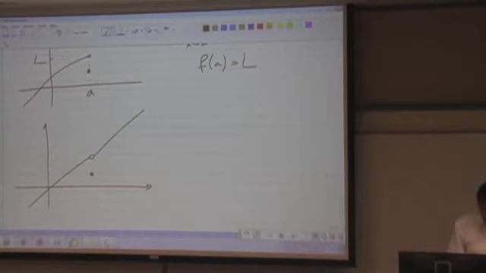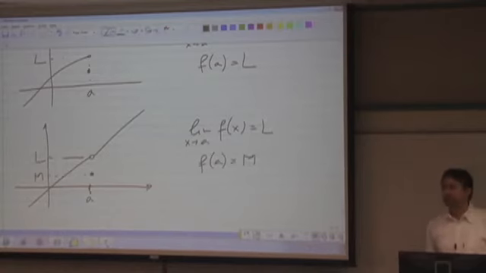Okay, so let's label these. I'm going to label this M, and I'll label this L. This is a. So the limit as x goes to a of f of x is equal to capital L. F of a is equal to capital M. Does that make sense? Okay.